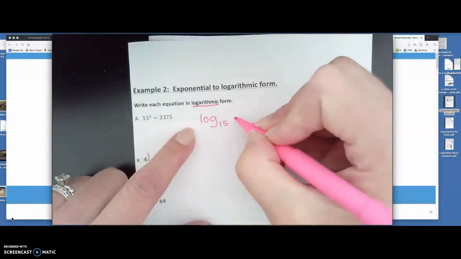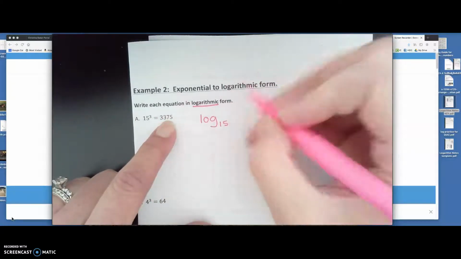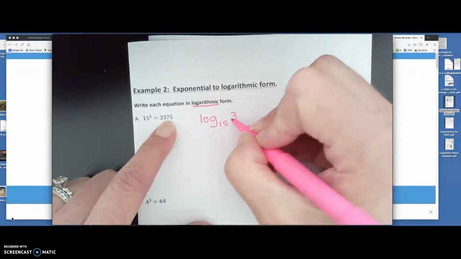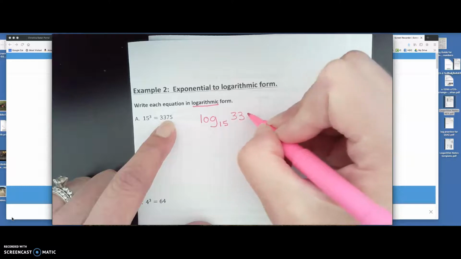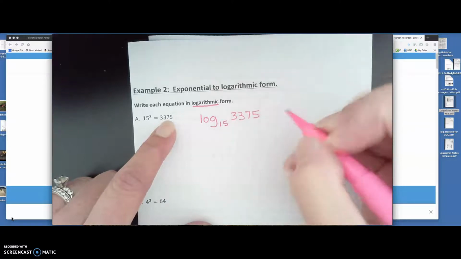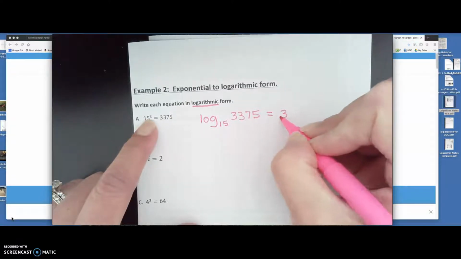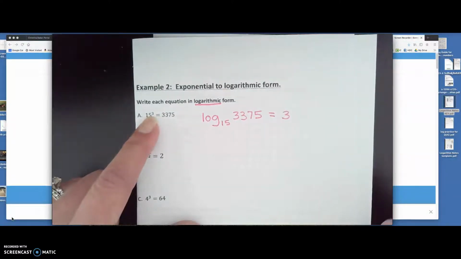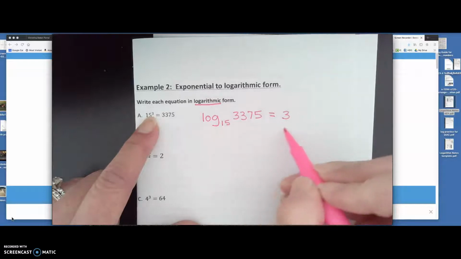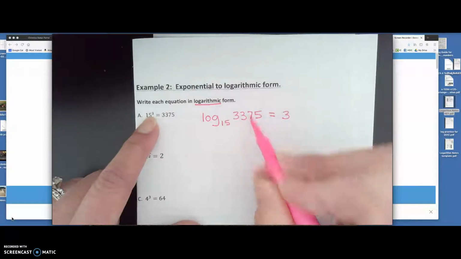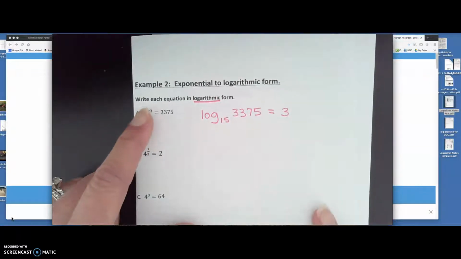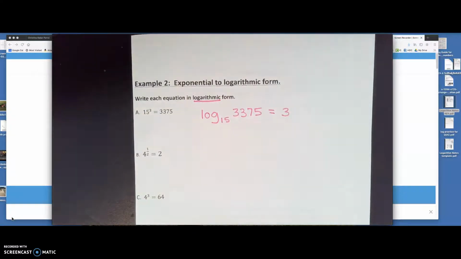Then you don't put the 3 here. You're actually going to do it the other way around. You're putting the outside number, which is our solution, so 3375. And then the exponent goes on the outside. So that works because we're going 15 to the third, and then it equals that. So that's it. That's all that we're doing is rewriting them.